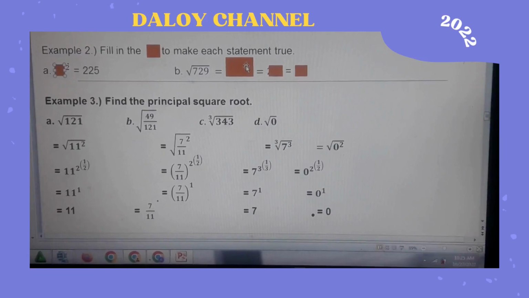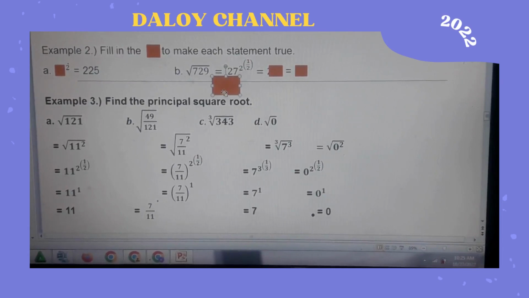Next, letter B, square root of 729. So think of the number that you are going to multiply 2 times by itself, so it can be equal to 729. So that is the number 27.